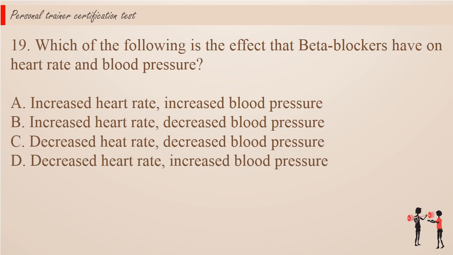Question 19. Which of the following is the effect that beta blockers have on heart rate and blood pressure? A. Increased heart rate, increased blood pressure. B. Increased heart rate, decreased blood pressure. C. Decreased heart rate, decreased blood pressure. D. Decreased heart rate, increased blood pressure.